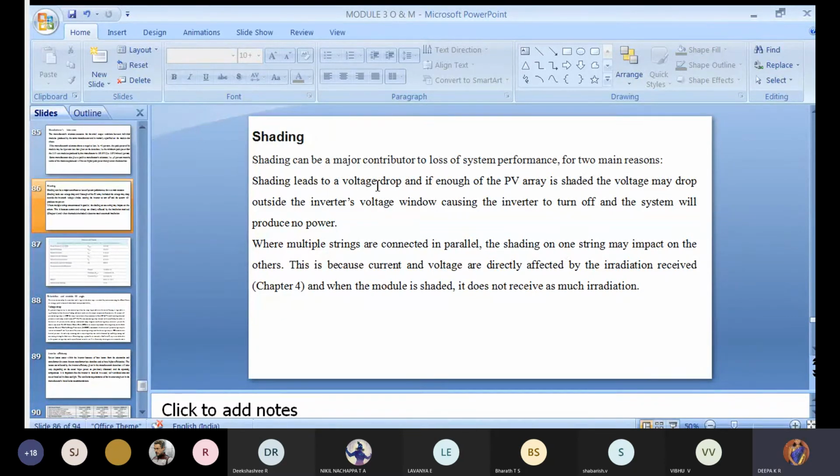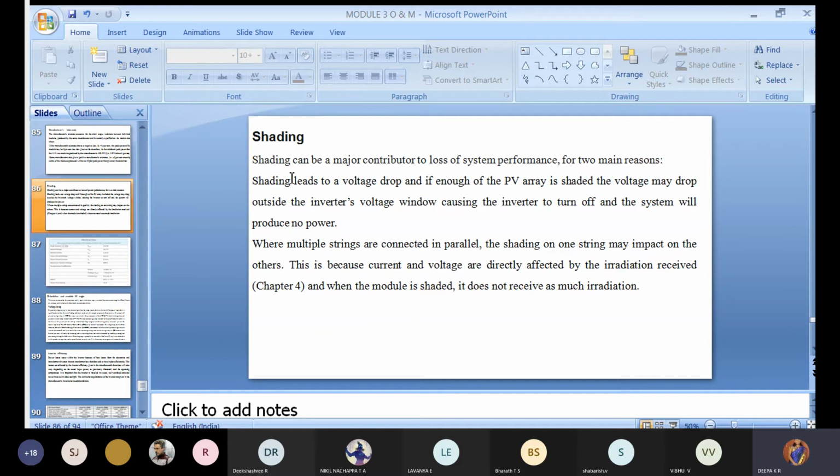Shading leads to a voltage drop, and if enough of the PV array is shaded, the voltage may drop outside the inverter voltage window, causing the inverter to turn off, and the system will produce no power. Here, with this shading we are mainly concerned about the conversion of energy. Already your inverter will be selected based on the PV capacity, and the limitation is already given. In the last problem, we know that the range was given between 264 and 600. A minimum of 264 must reach your inverter input, and only then will it take off for the conversion process. But if it falls below that, your inverter will not turn on to convert your energy.